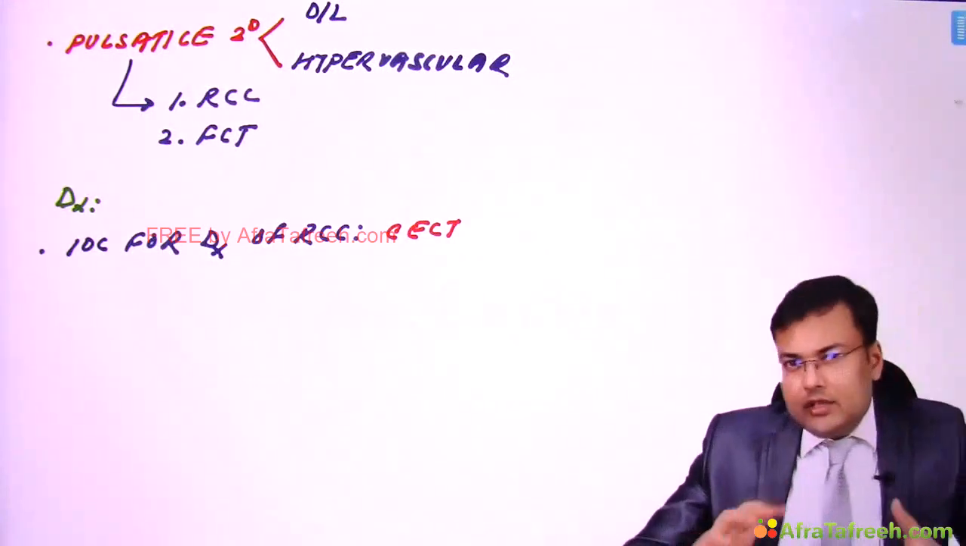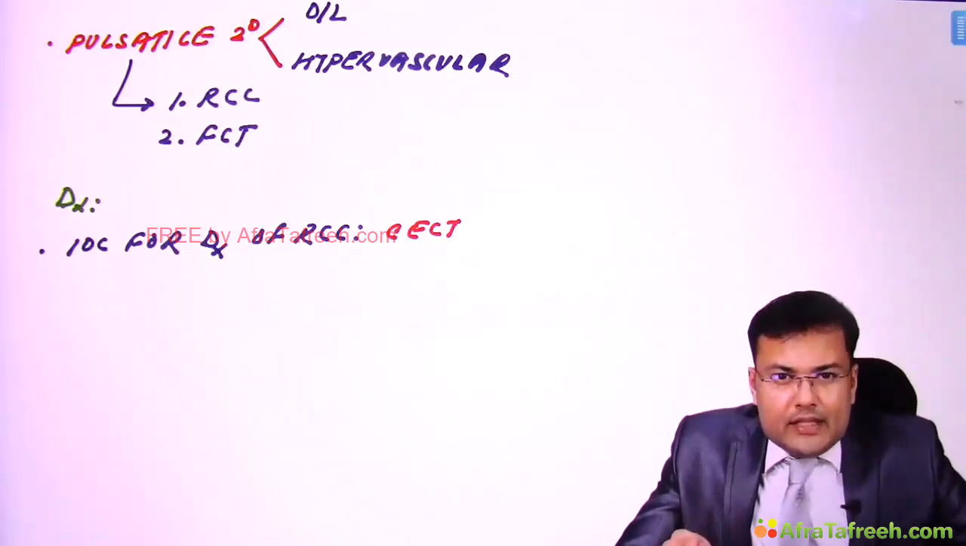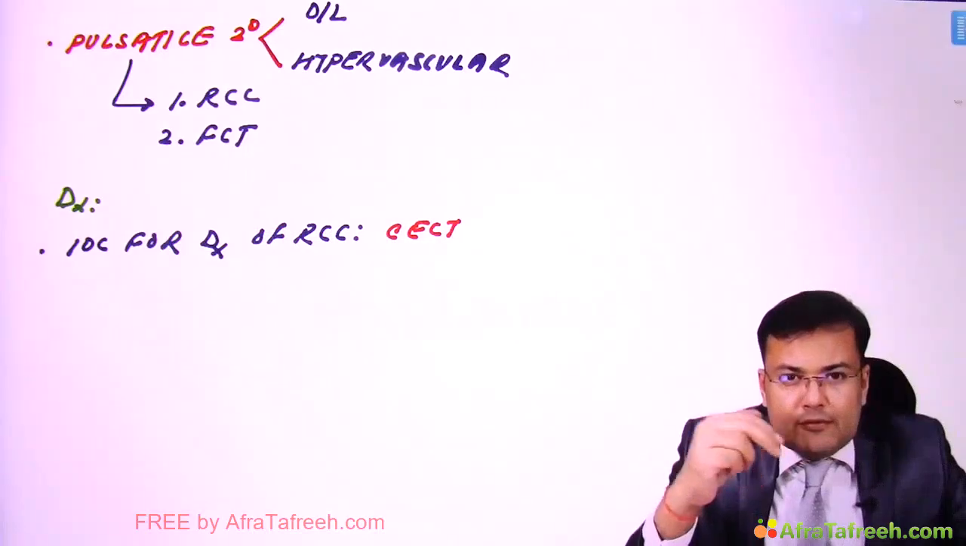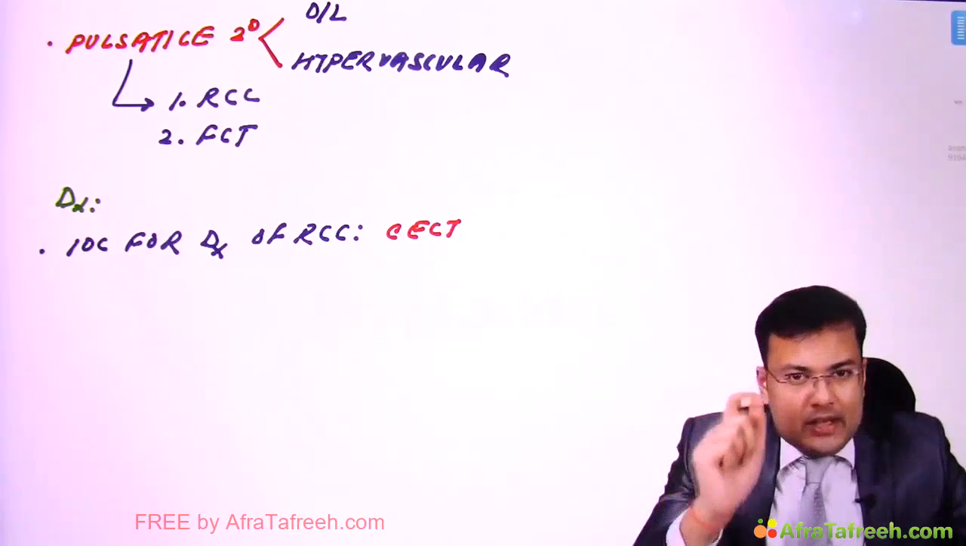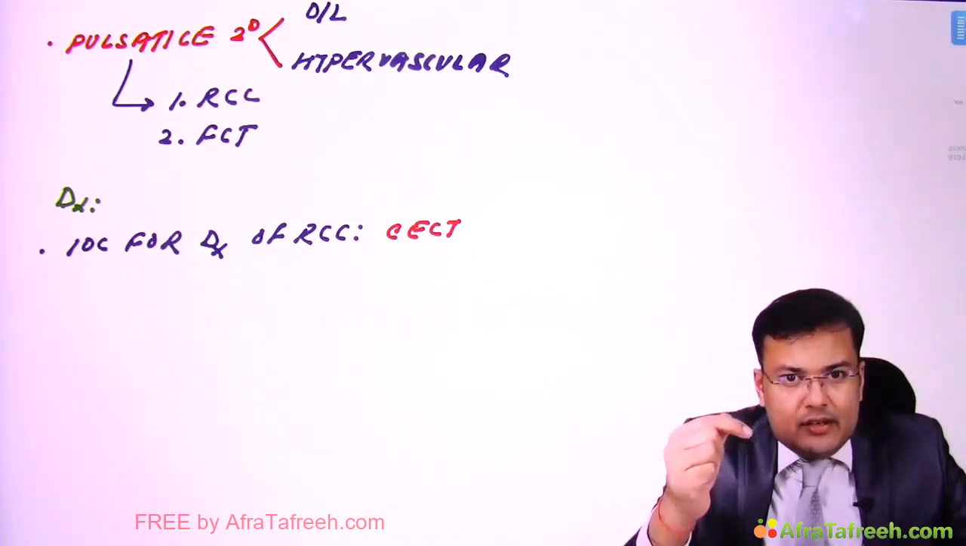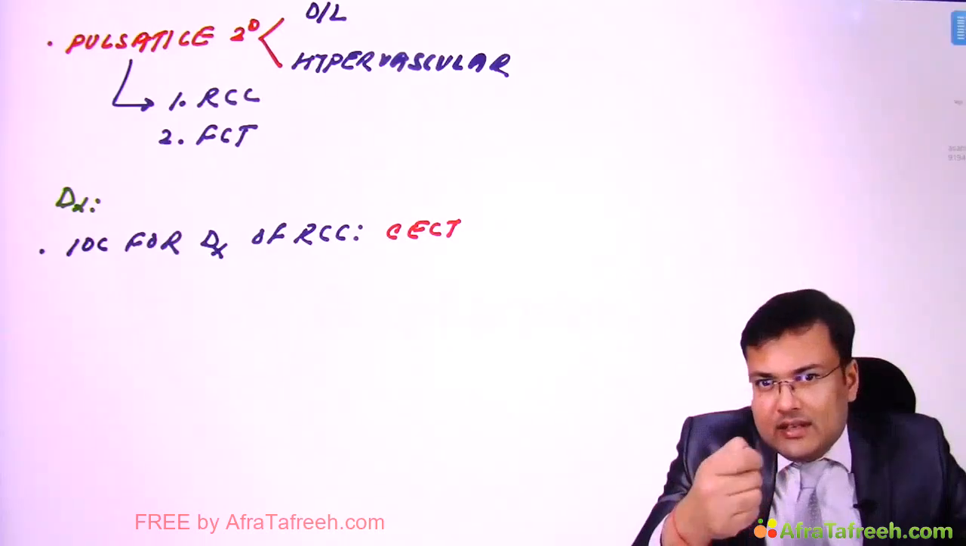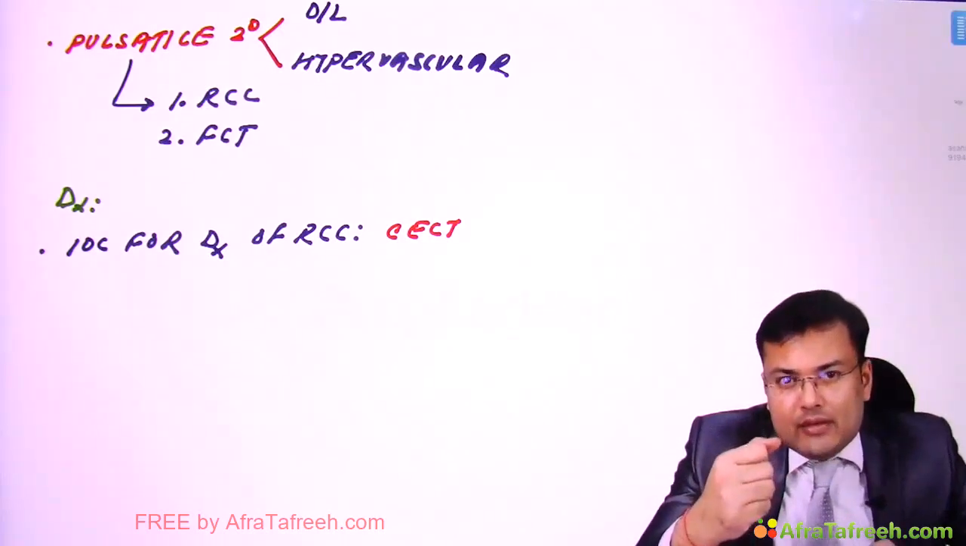Okay. Now see the twist in the language. Investigation used to differentiate tumor thrombus from bland thrombus. Sometimes the thrombus which is there in the renal vein or IVC, it might contain tumor or not. If it doesn't contain the tumor, it is known as bland thrombus.